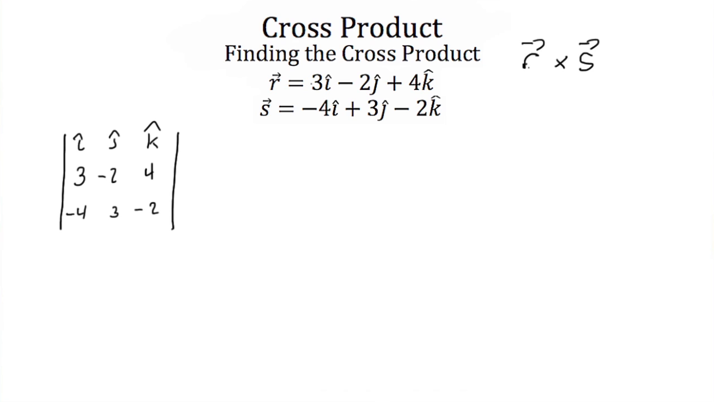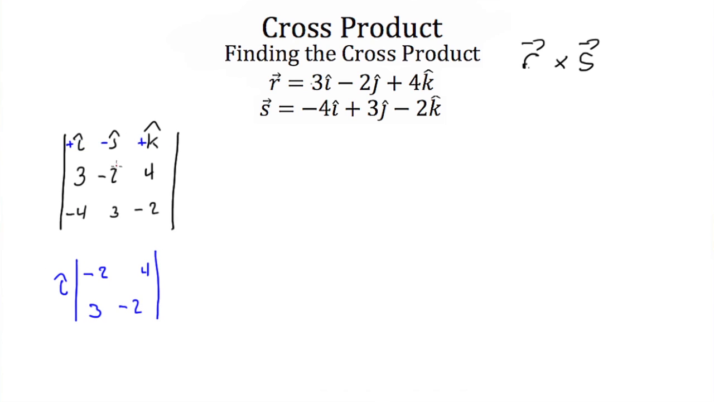Now you can use either method. I'm going to use method 1. I make this a positive i, a minus j, and a positive k. Then I ignore everything below and to the right of the i. I take this positive i hat and multiply it by my 2 by 2 matrix that's left. So negative 2, 4, 3, and negative 2.